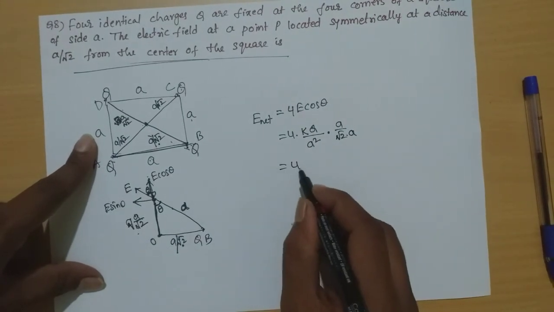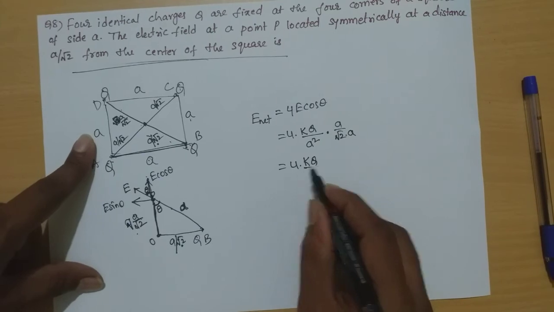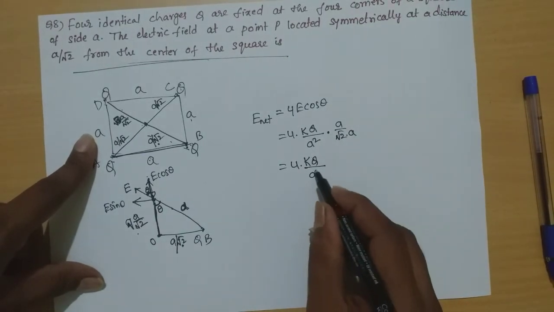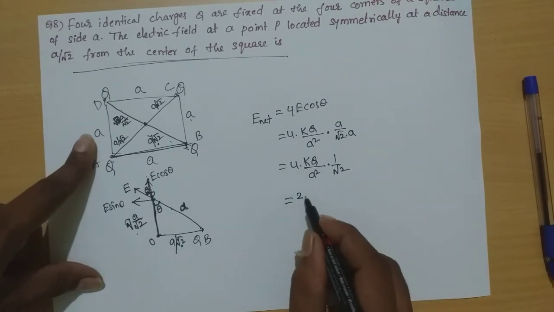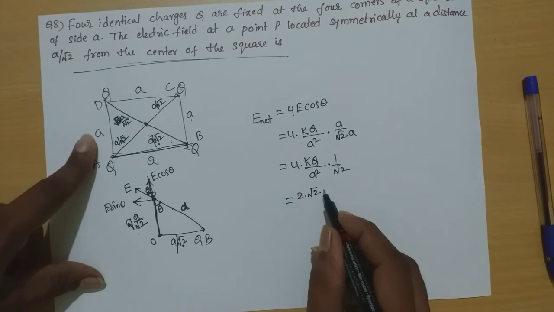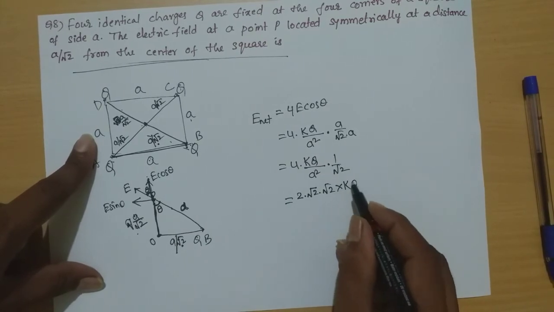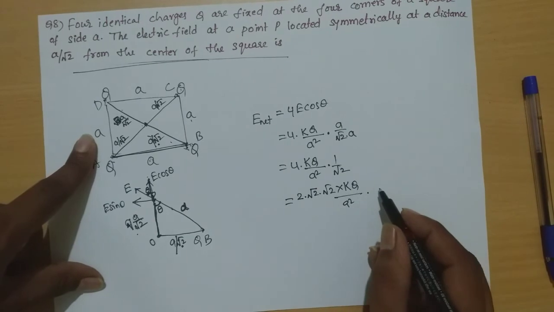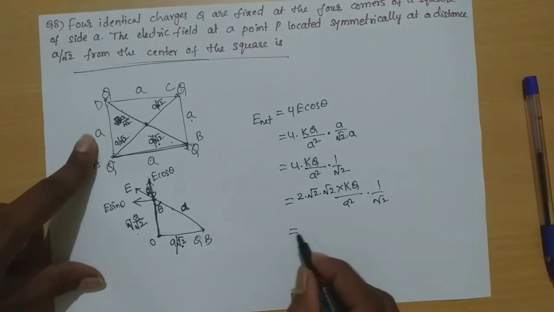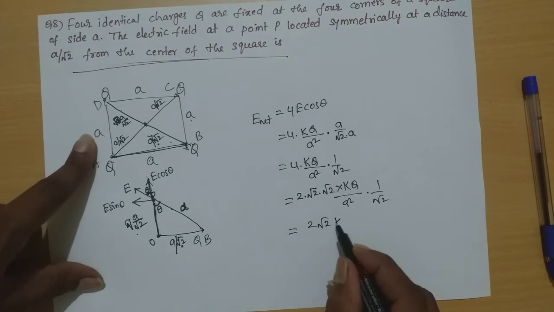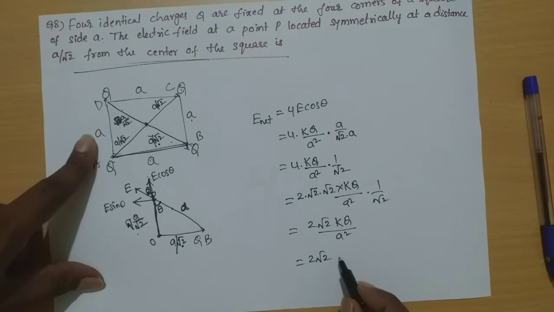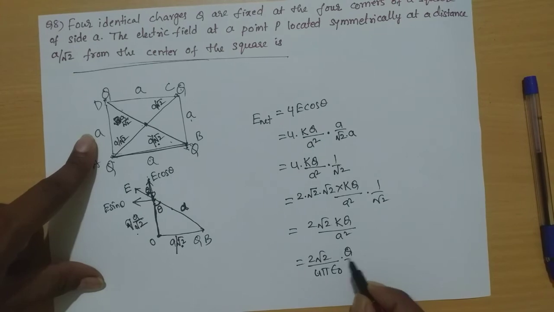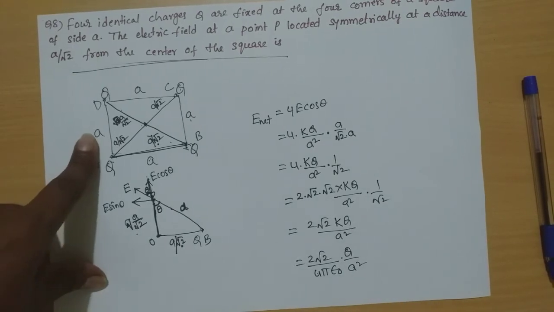From this we will get 4 KQ by A square into 1 by root 2. So 4 we can write as 2 into 2, and 2 we can write as root 2 into root 2, into KQ by A square into 1 by root 2. One root 2 and one root 2 will be cancelled. We will get 2 root 2 KQ by A square. Now K is nothing but 1 by 4 pi epsilon naught, so Q by A square. Okay, this is the answer.